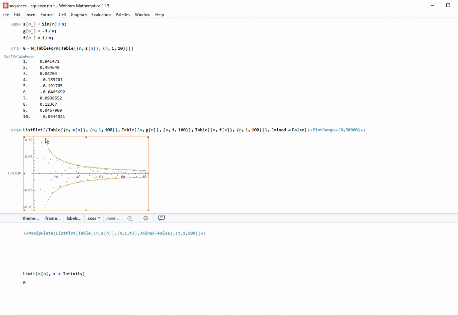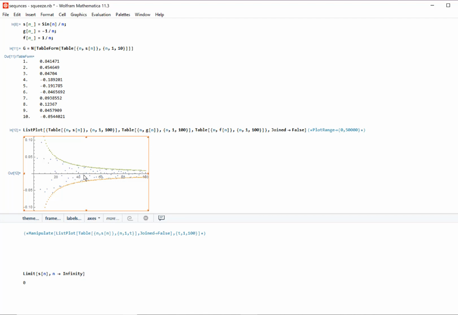But if you look at 1 over n, it's perfectly behaved. You can clearly see that it's going to 0. And negative 1 over n is also approaching 0. But sine n over n is always between those two. It neither exceeds 1 over n nor goes below negative 1 over n. See, it's pressed between 1 over n and negative 1 over n, right? The idea of a sandwich.